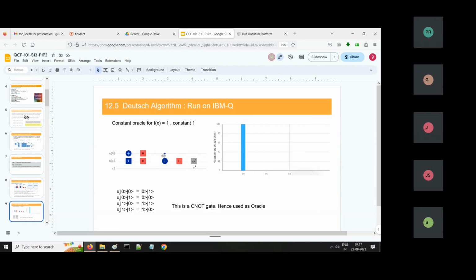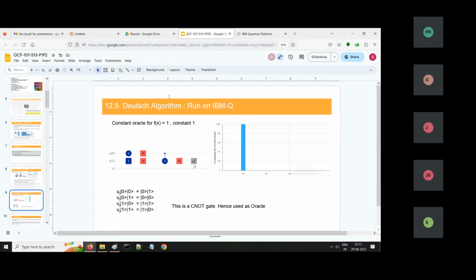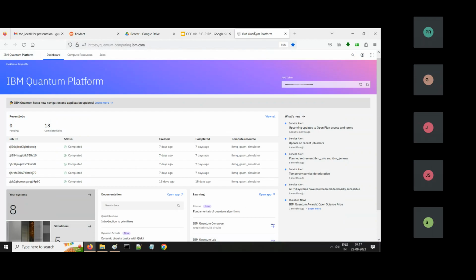So constant 1 I'm just replacing with a C naught gate. So what I will do is very quickly I'll show this implementation on Qiskit, and then we will move forward to the actual part of my lecture. So here is the IBMQ platform. I just logged in into that. So let me get on to the composer part.